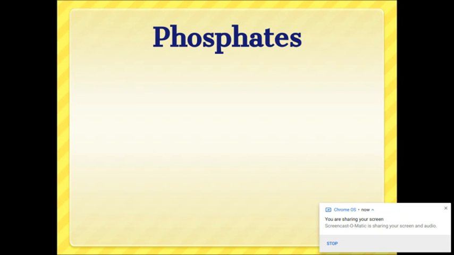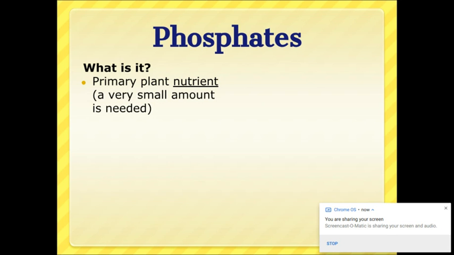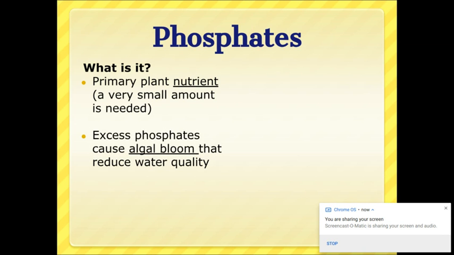Along with nitrates comes another primary plant material, and that's called phosphates. Again, only a very small amount of phosphates are needed in your plants. Excess phosphates, just like nitrates, can cause algal blooms, and that reduces the water quality. Those algal blooms start to take in some of the oxygen that we would want to have in the water for our living organisms.